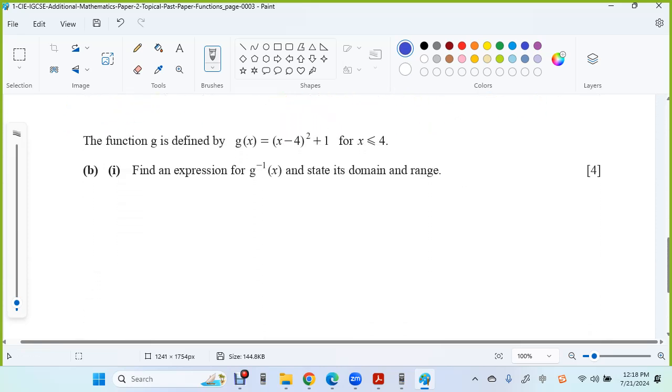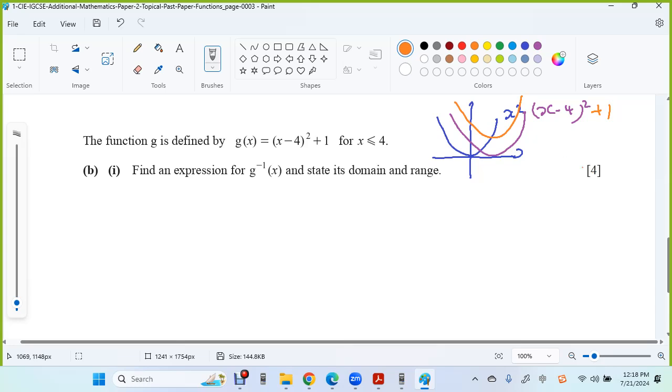Function g(x) is defined by this, and we want to find the g inverse and the domain and range. So this one we have the x square. So this is the graph of x square, and the x square minus 4 is somewhere here. So this is x square, (x minus 4) square. Okay, and (x minus 4) square plus 1 is somewhere here. So plus 1 is here.